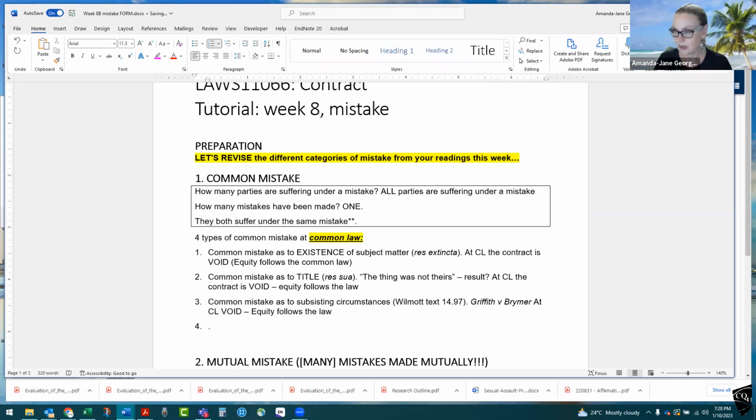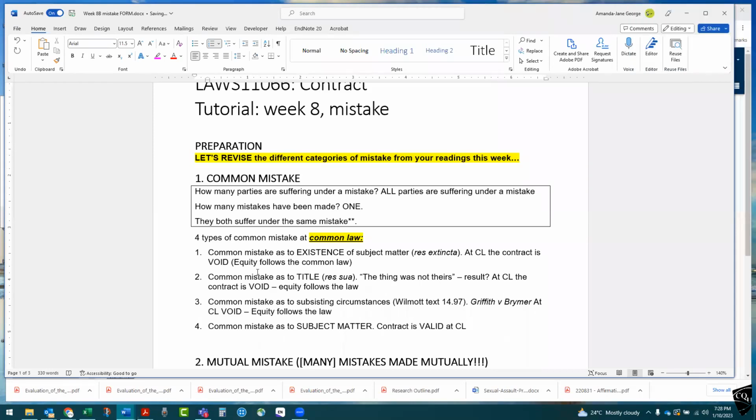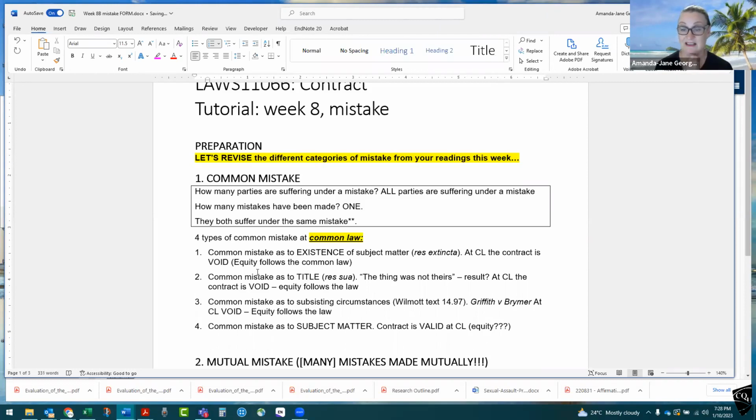Last one, common mistake as to quality. Now this is a tricky one. Okay, what's the result here? The contract is valid at common law, and equity. Yeah, this area of the law is a bit of a mess. So here, I'm just going to copy and paste over here.